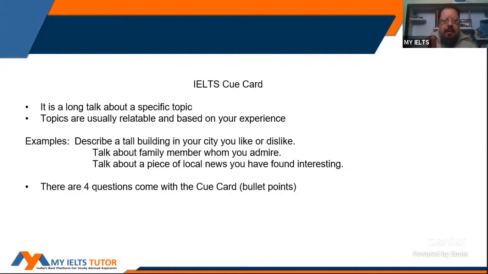Now, examples here. Describe a tall building in your city that you like or dislike. Talk about a family member whom you admire. Talk about a piece of local news that you have found interesting. Now, one thing to know is that the cue card will also come with 4 questions, and they're basically bullet points, and those are important.